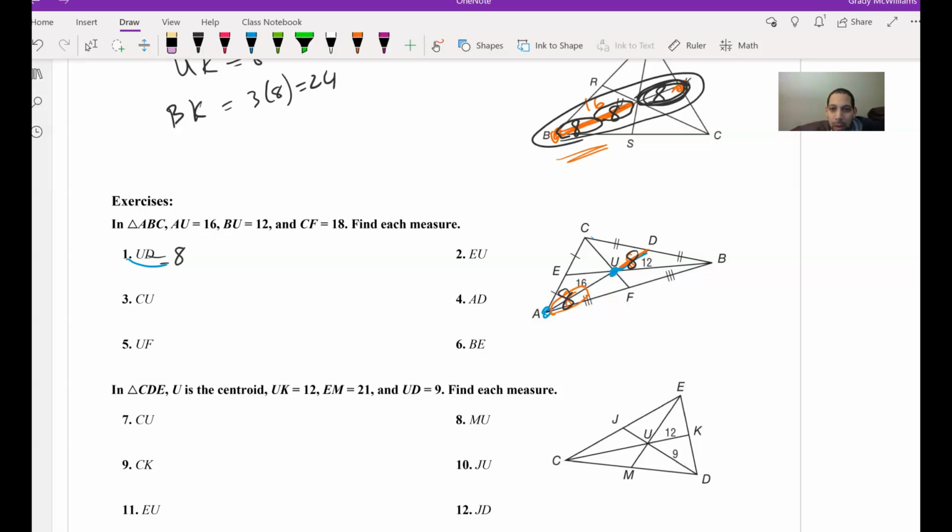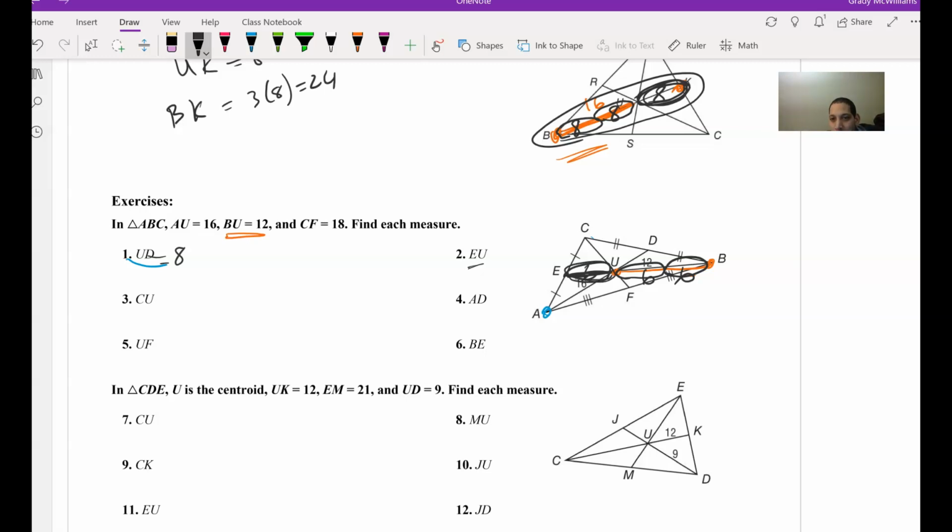Okay, let's try another one. EU is right here. Okay, that's the 1/3, from the midpoint to the centroid is 1/3. 2/3 is from the vertex, the corner, to the centroid, and it already says that that's 12. It says BU is worth 12. So this is 12. That's the 2/3 section. If you split that up into 2 groups, each group will have to be worth 6 to get to 12. And this has got to be the same thing right here.